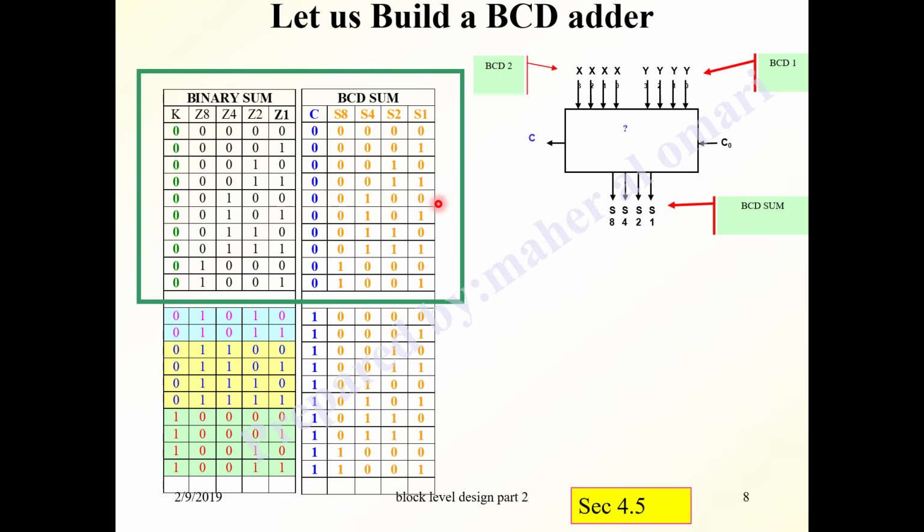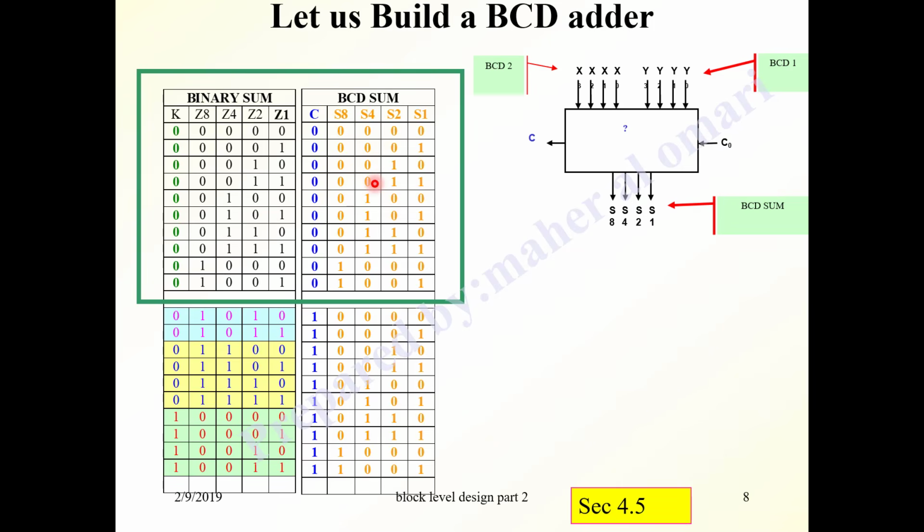We notice that in this area here, the BCD sum and the binary sum are equivalent. They are the same. So if I use a binary adder, a parallel adder, in this area, the output here will be the same.